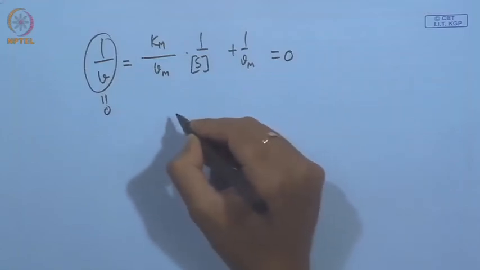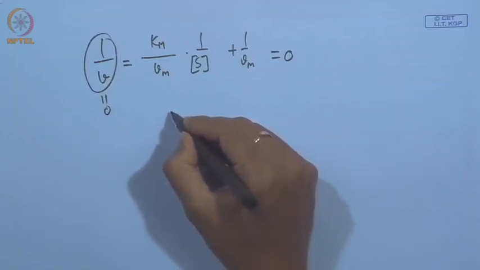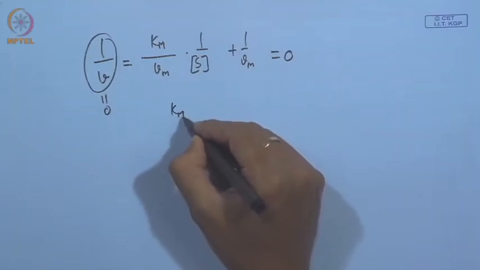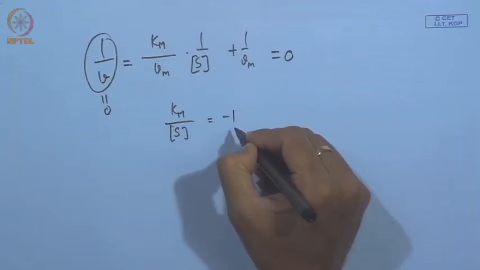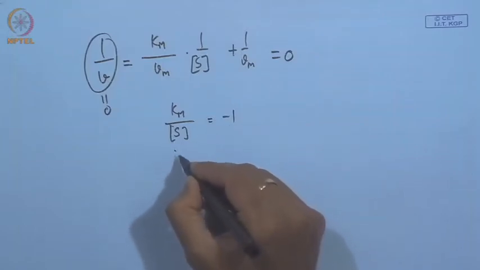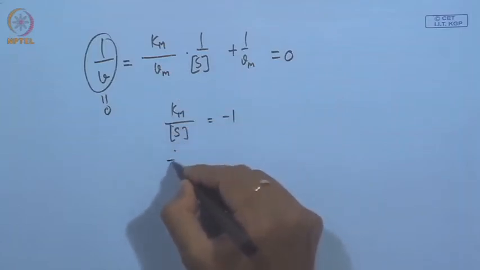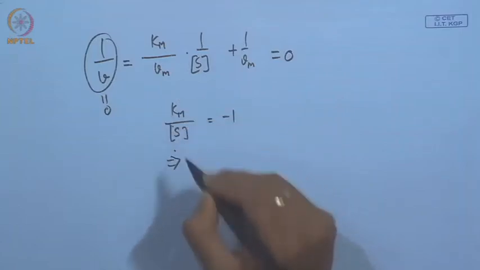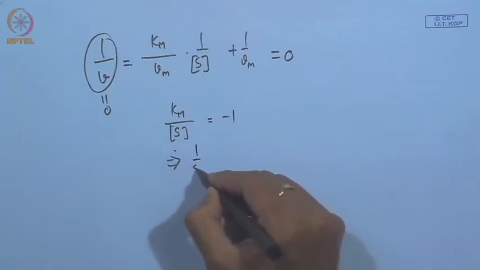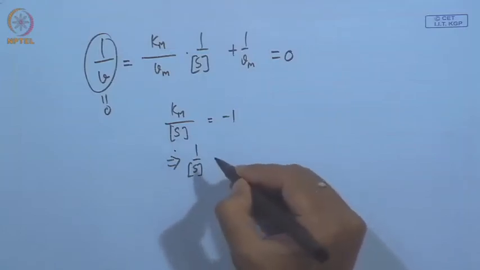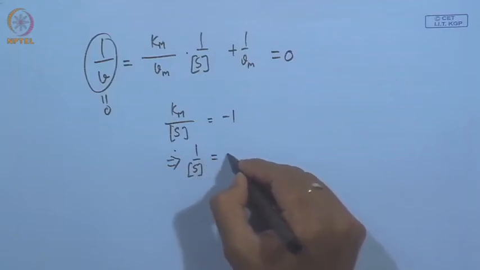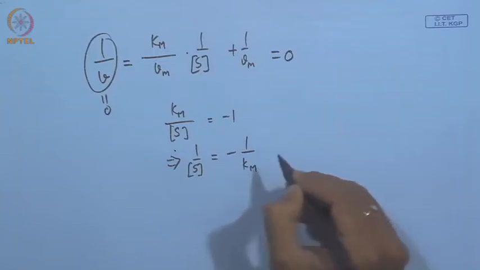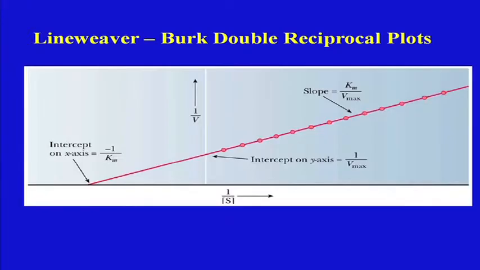So what you get, Km by S is equal to minus 1. Okay. So, from this you write 1 by S at that condition, when it is touching the x axis, that is minus 1 by Km. So, you can directly find out Km.